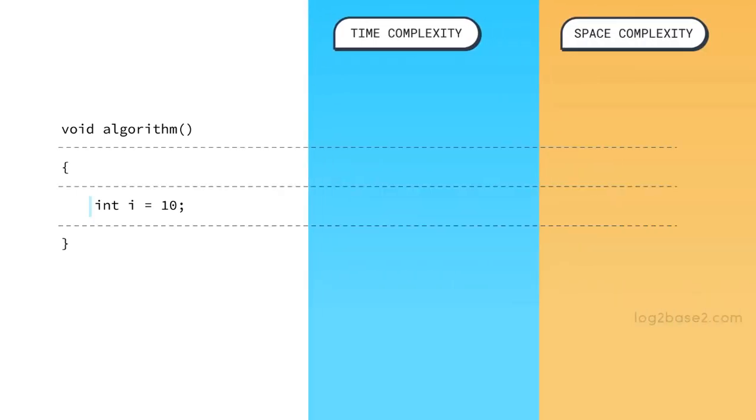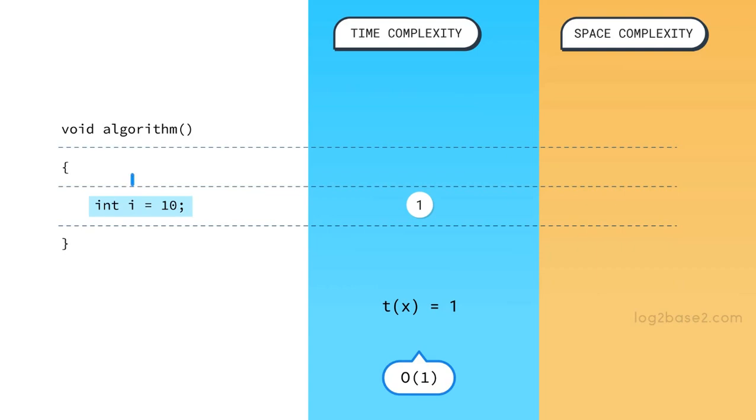We have int i is equal to 10, a single assignment statement. And as per our assumption, it takes 1 unit of time. So the time complexity T of x is equal to 1, or we can say it takes a constant time. So the time complexity of this algorithm is equal to order of 1.